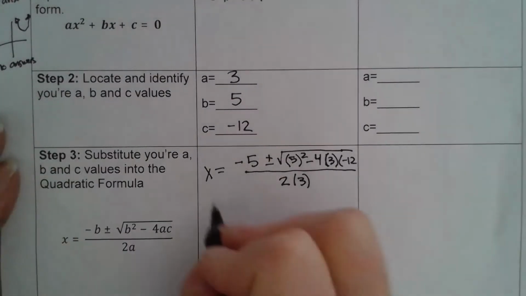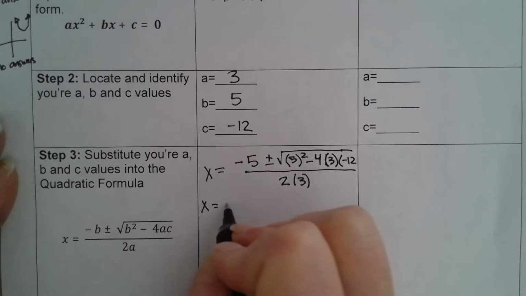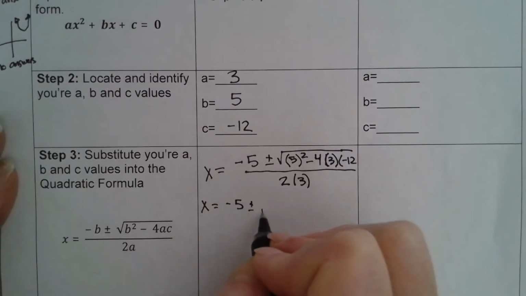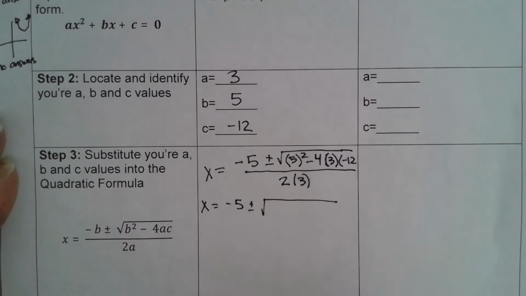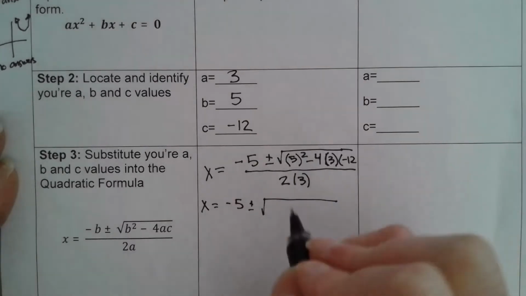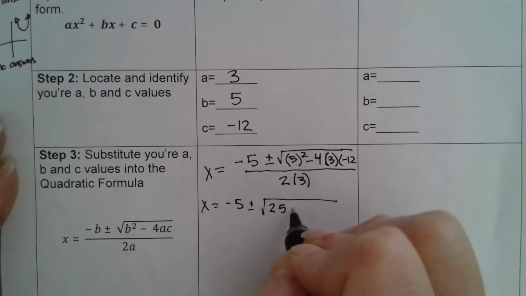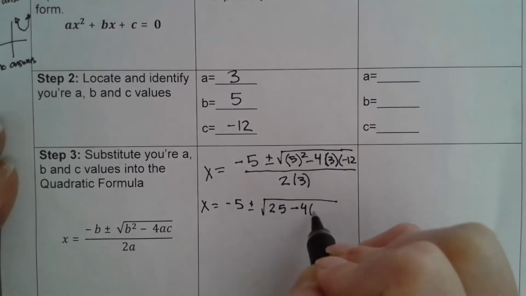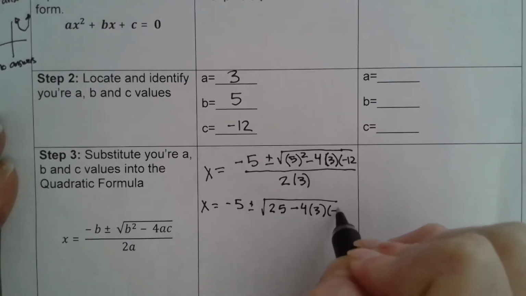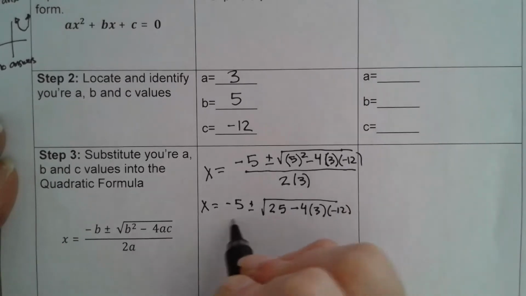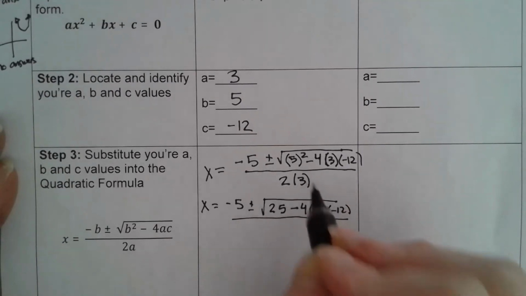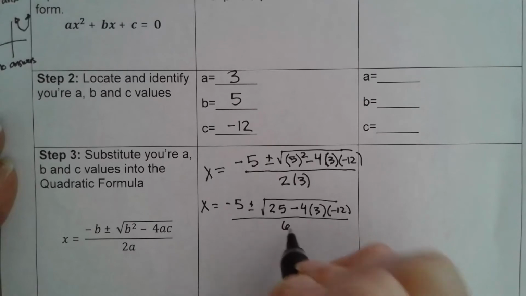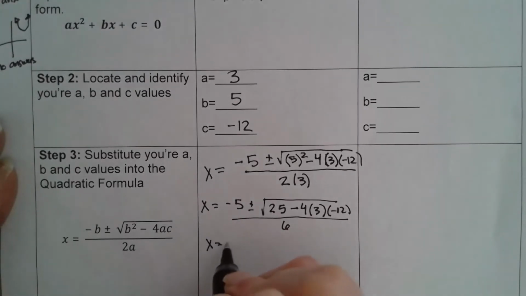Okay, and we're just going to take this one step at a time. So x equals negative 5 plus or minus the square root 5 squared. Well, 5 times 5 is 25 minus, and then let's do 4 times 3 times negative 12 all over, and then we could go ahead and do 2 times 3 is 6. So we have x equals negative 5 plus or minus the square root.